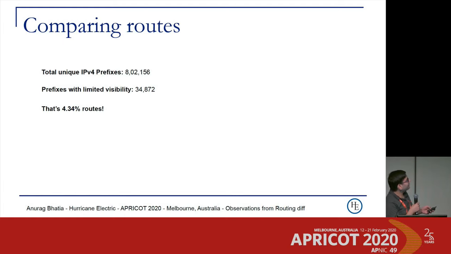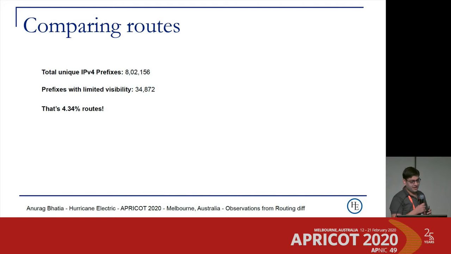So at the time of the study, total IPv4 prefixes which we saw were something around 800,000 plus. Prefixes with limited visibility was 34,800, so close to 35,000 prefixes in the global routing table. They were not visible on all these providers. They were either missing in one or more than one provider. That's almost 4.34% of the routes in here.